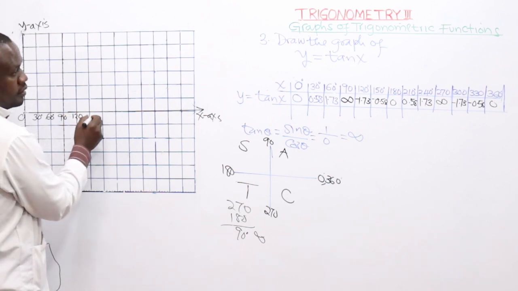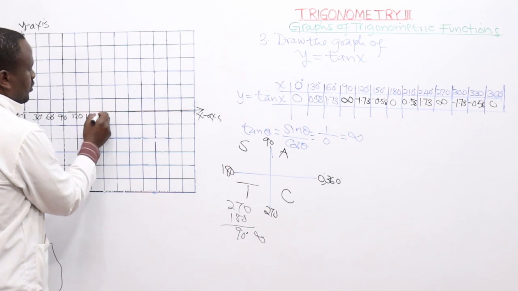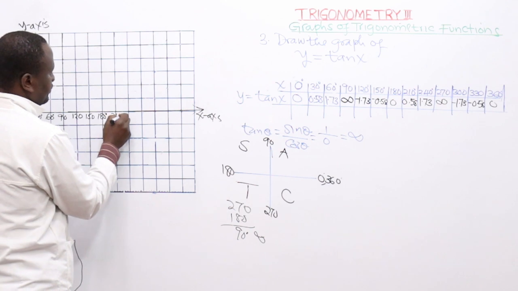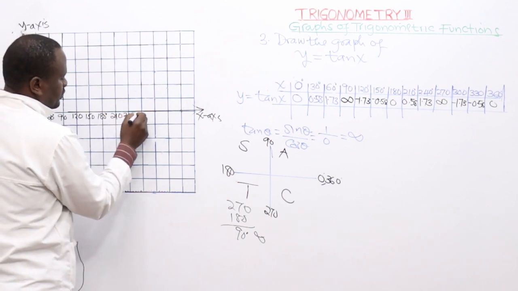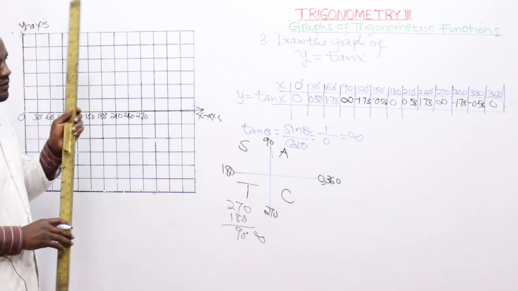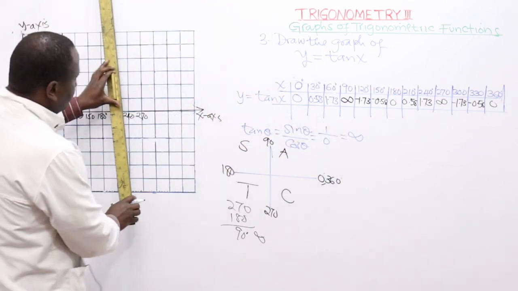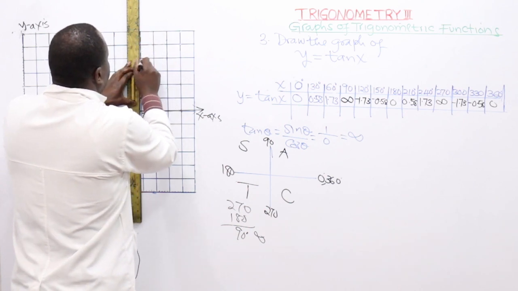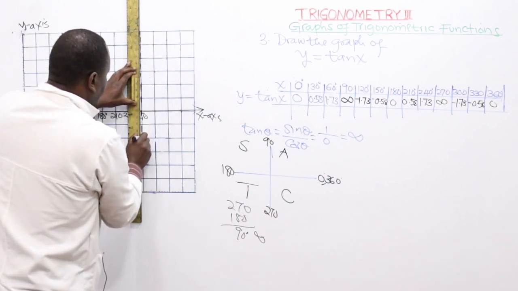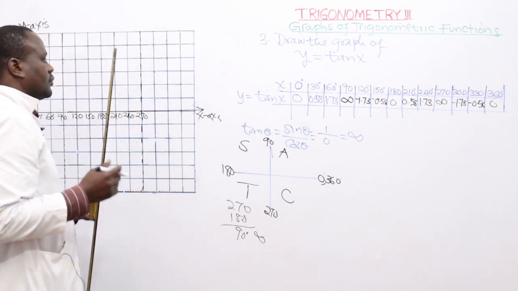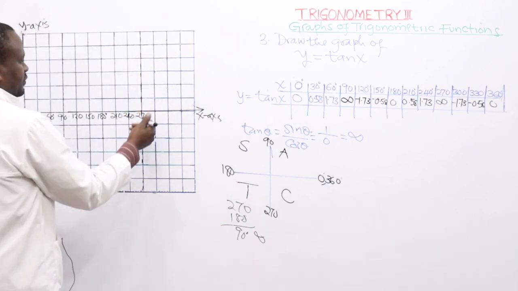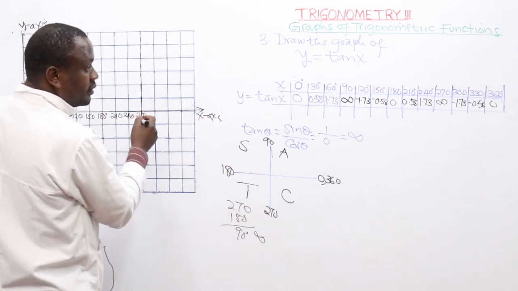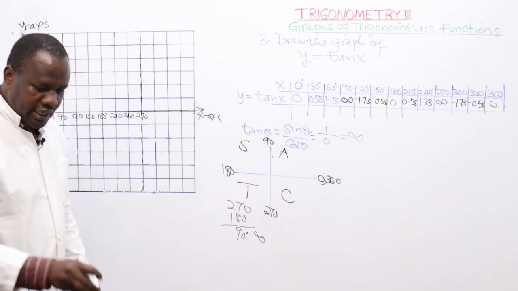120, 150, 180, 210, 240, 270. 270 is infinity. Again, we draw a broken line to show that it does not exist there. Then from there it's positive again. It's negative. The values are there.